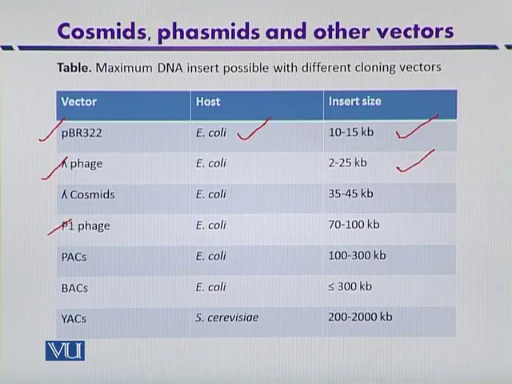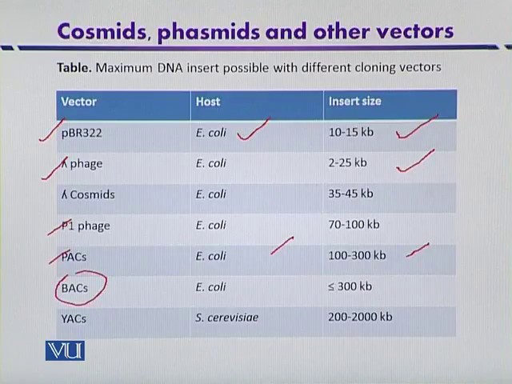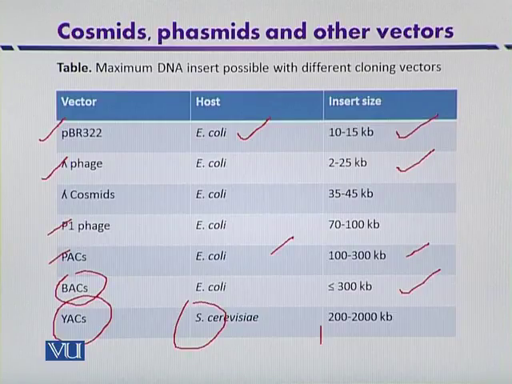Then the P1 type packaging system, where the host organism again is E. coli, and it can clone up to 300 kilobase DNA fragment. And the bacterial artificial chromosome can clone up to 300 kilobase, and the larger DNA fragments can be cloned by using YACs, yeast artificial chromosome, and the host organism is Saccharomyces, and it can clone between 200 to 2000 kilobase DNA fragments. So this is the comparison of different cloning vectors that can be used to clone different fragments of DNA that are variable in their sizes.